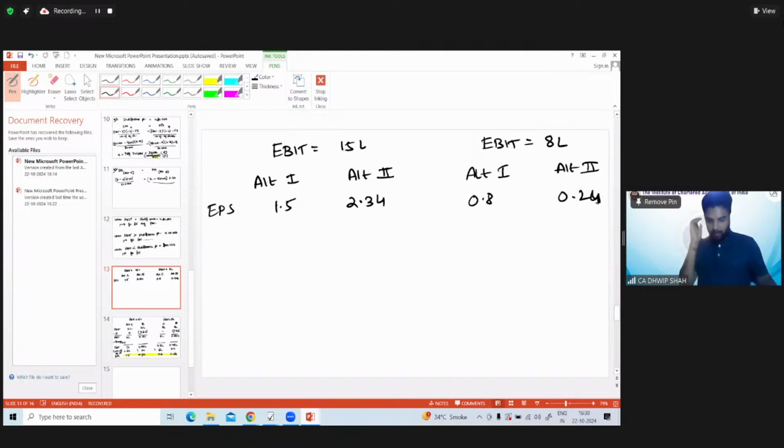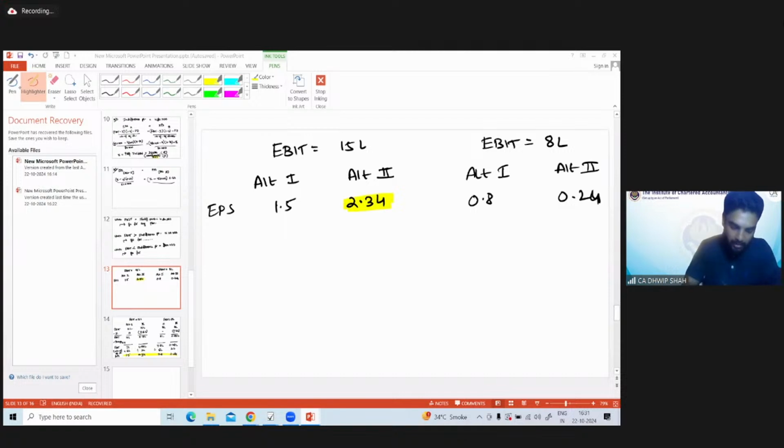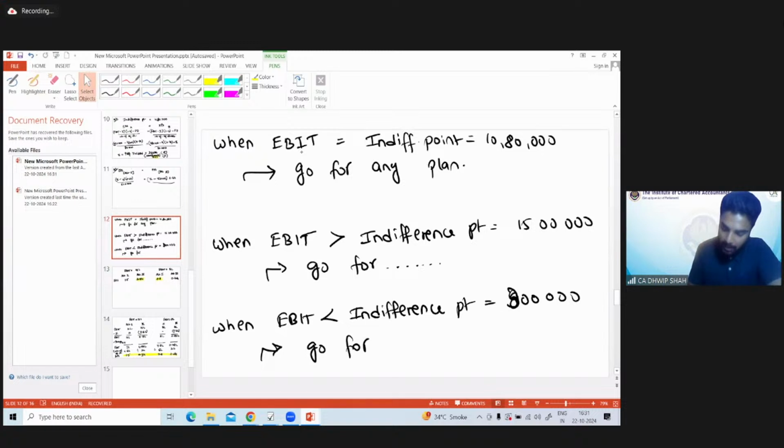Okay. So if my EBIT is 15 lakh, and I ask you which alternative you would select, can I say that when EBIT is 15 lakh, we should go for that alternative which has debt, correct? And if my company's EBIT becomes 8 lakh, alternative one is better, which means go for that plan which has more equity. So from this we can draw one inference. When my EBIT is equal to the indifference point, which was 10,80,000, then go for any plan. Go for plan A, go for plan B, it doesn't matter, because EPS was the same in both, correct?